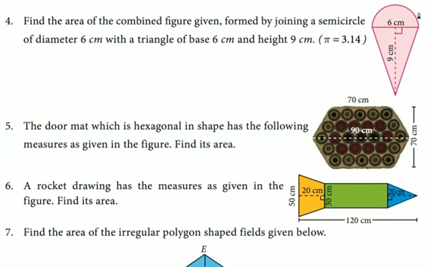What about the semicircle? Half pi r square. R is how much? 3. So 9 into pi, which is 3.14, divided by 2, right? 14.13 is the area of the semicircle. Okay, this is 27 plus 14.13, so 41.13 is the total area.